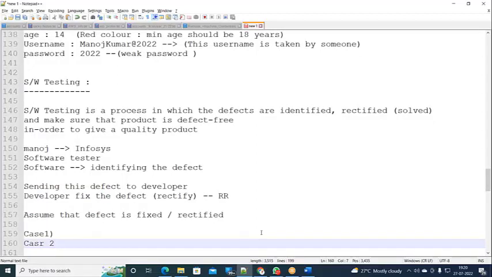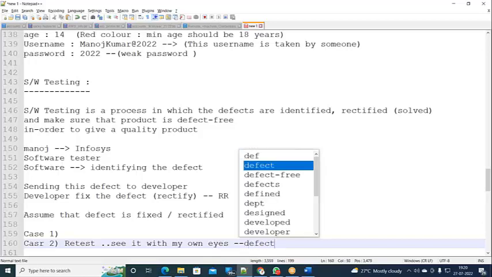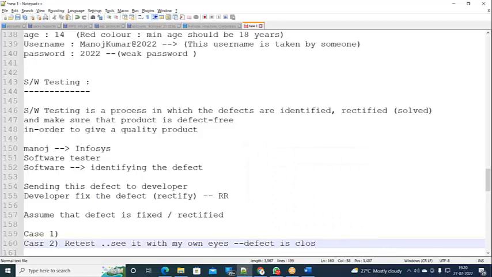Now case two. Manoj says, no, I am recently married. My job is very, very important to me. I will not trust anybody. I will retest it. I will see it with my own eyes. And if I am satisfied, then I will say this defect is closed. Which one will Manoj do? Case 2 or case 1? Please tell me.